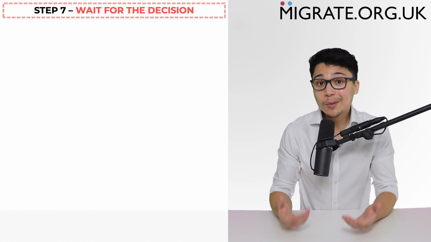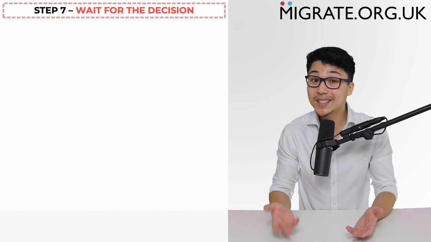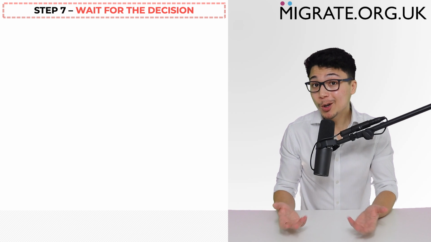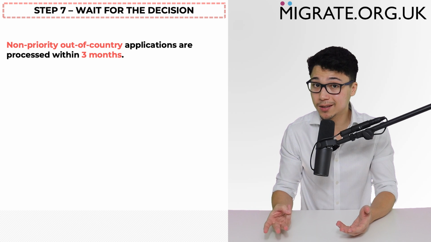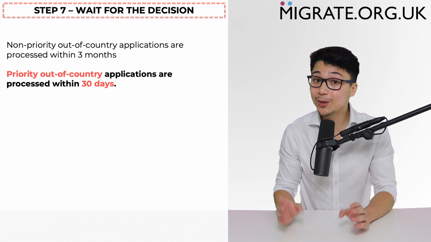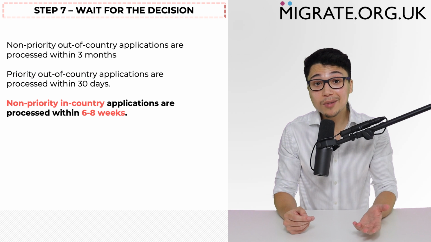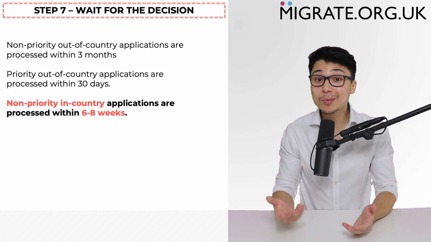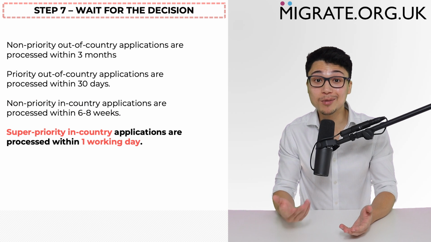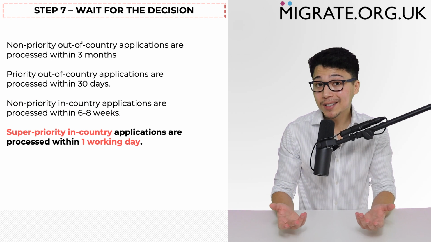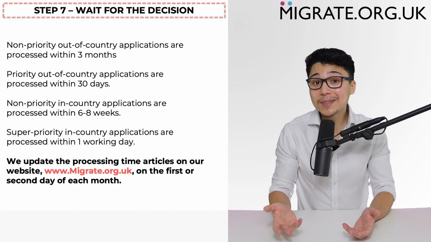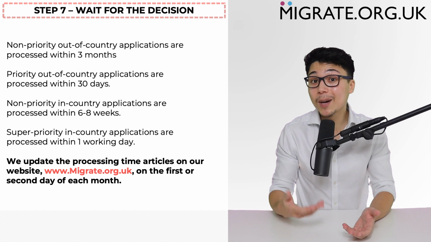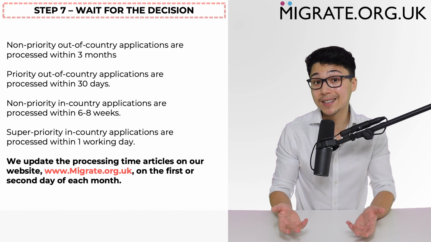Step 7. Wait for the decision. Once the Visa Centre appointment has been attended, it is very much a rather grueling waiting game. Normally, non-priority out-of-country applications are processed within 3 months, whilst priority out-of-country applications are normally processed within 30 days. Non-priority in-country applications are normally processed within 6 to 8 weeks, while super-priority in-country applications are normally processed within 1 working day. The processing service for both out-of-country and in-country applications is ever-changing, and so we update the processing time articles on our website migrate.org.uk on the first or second day of each month.